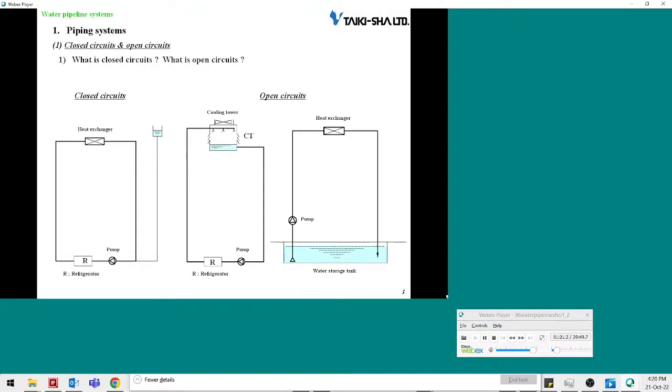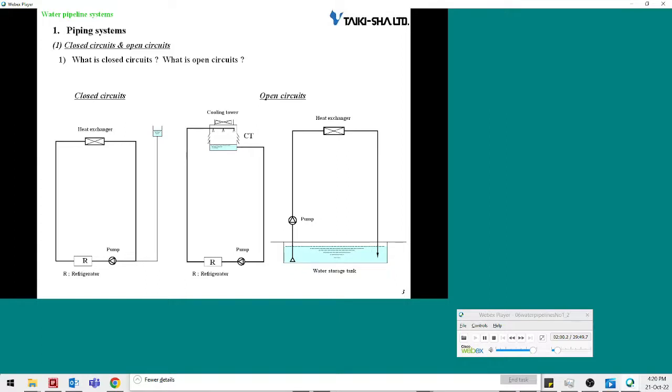1. Piping systems. Closed circuits and open circuits. You probably already know them, but I will talk about the basics of closed circuits and open circuits. A closed circuit is defined as a circuit whose circulation path of water in the water circulation pipeline system is not open to the air. On the other hand, an open circuit is defined as a circuit whose circulation path ends upon contact with a part of the system like a water tank open to the air.